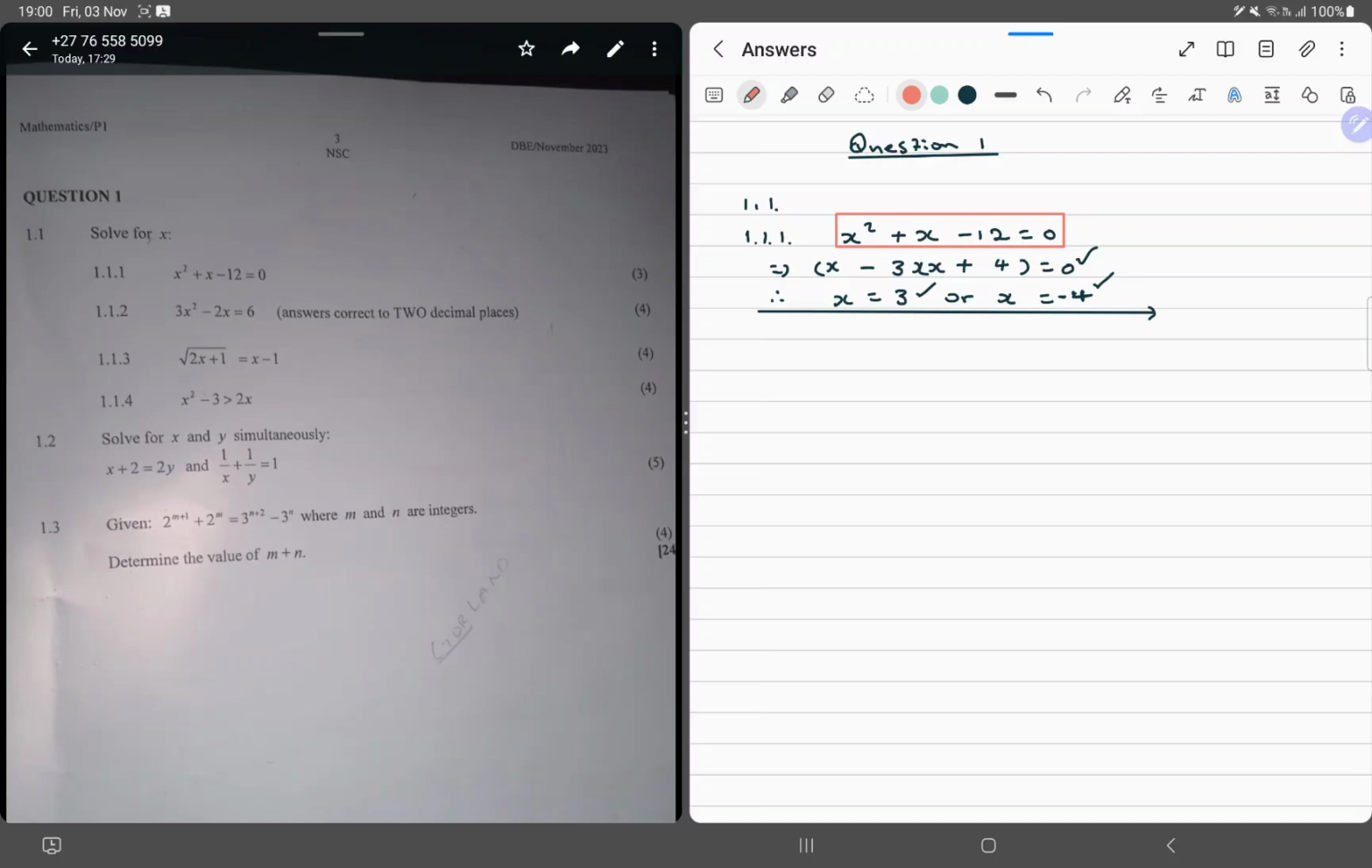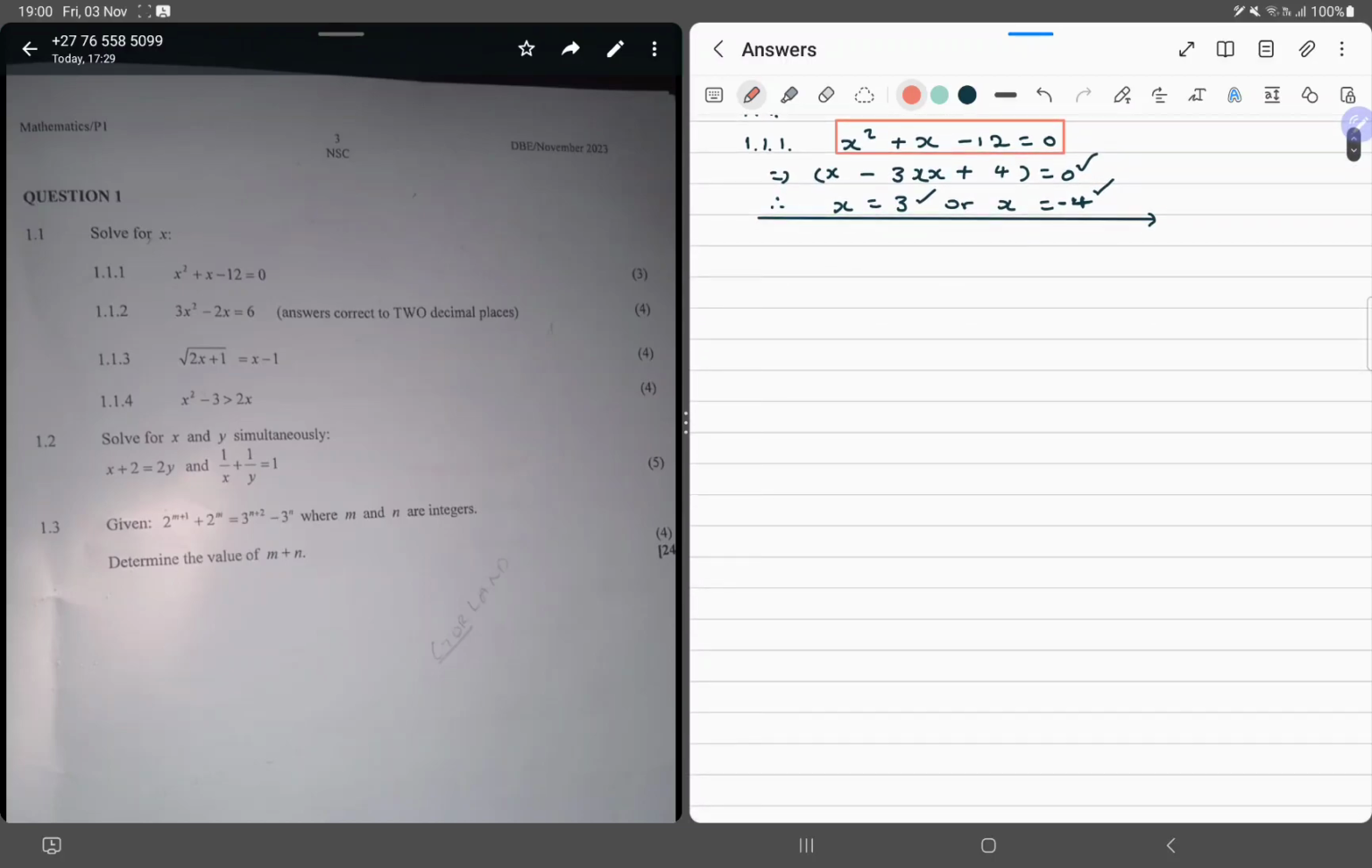What happens when we put a minus 4? There's no time to lose these marks, guys. You don't want to unnecessarily lose marks because these marks are being given to you. So when you put a minus 4 there, what do we get? 0. So it means our solution is correct. So we move on.